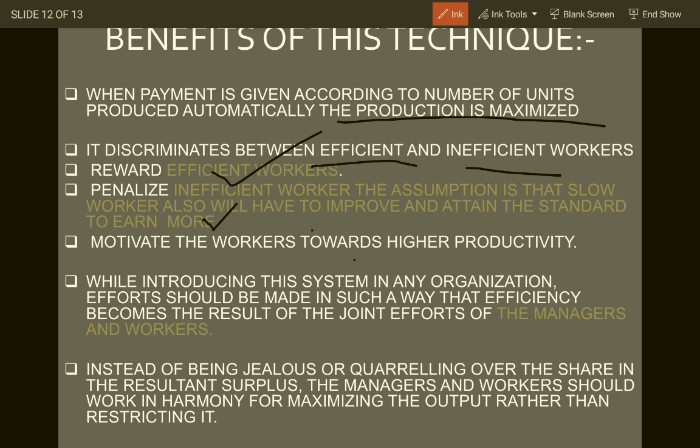It motivates the worker towards high productivity. Workers become motivated to perform more. While introducing this system in any organization, effort should be made in such a way that efficiency becomes the result of joint efforts of the manager and worker, instead of being jealous or quarreling over the share and the resultant surplus. The manager and worker should work in harmony for maximizing the output rather than restricting it.